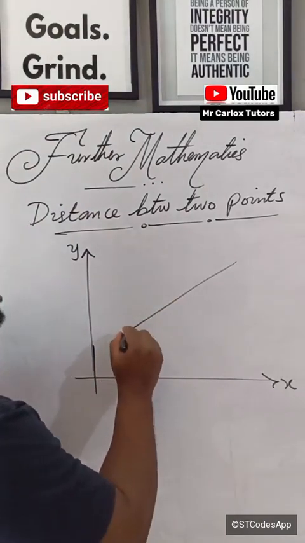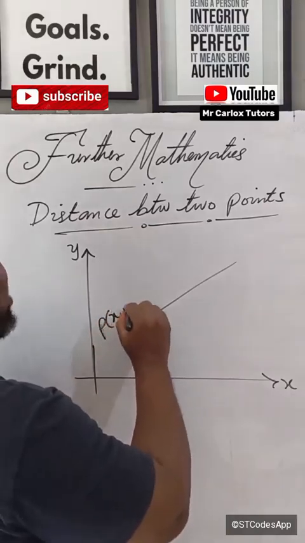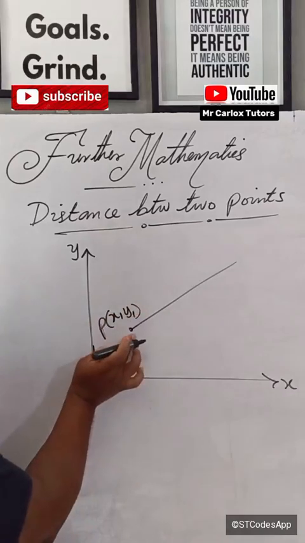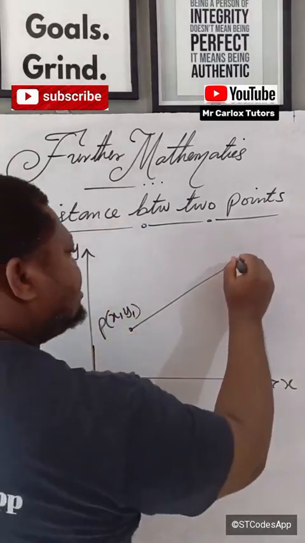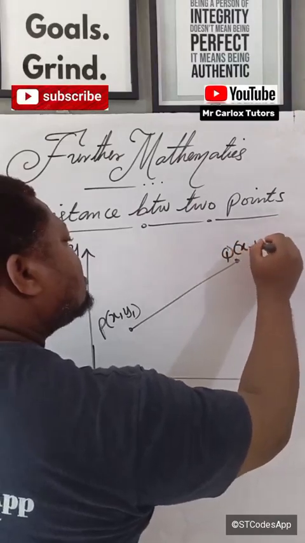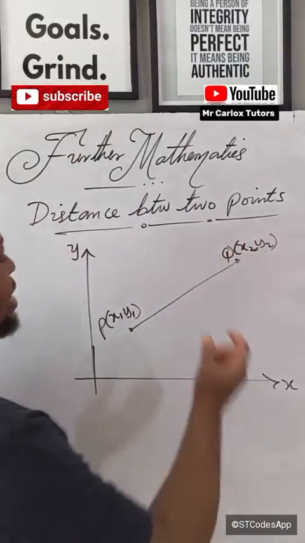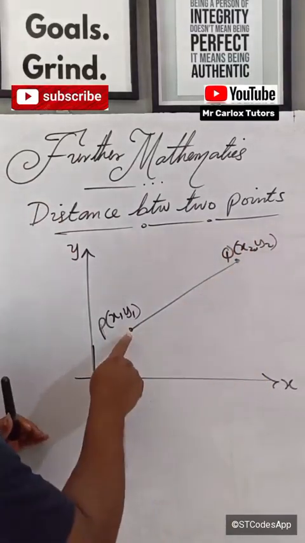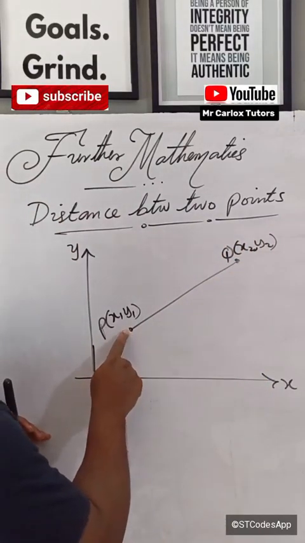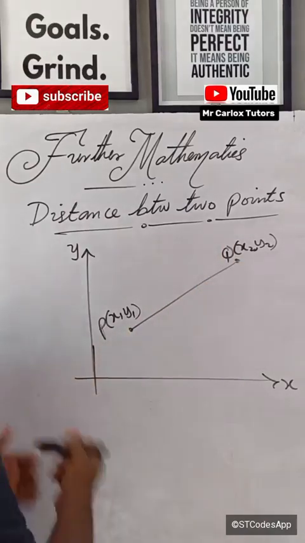P is x1 and y1. That's the coordinates of this point. And point Q is x2 and y2. That's also the coordinates of this point. Now you're asked to show or find the distance of this particular point to this point, the distance between these 2 points, the formula itself. How do we do that?